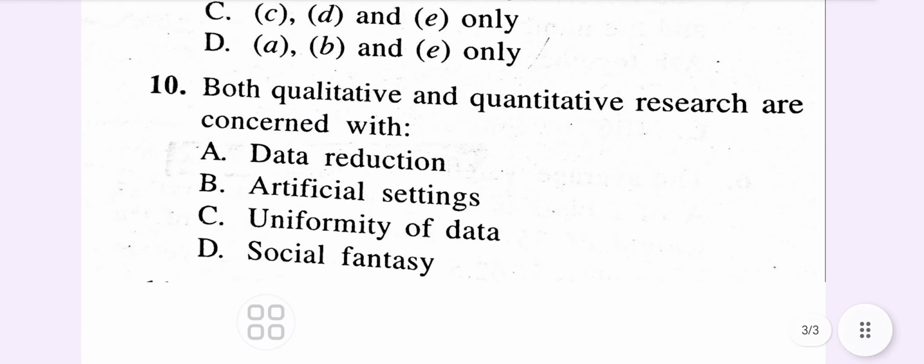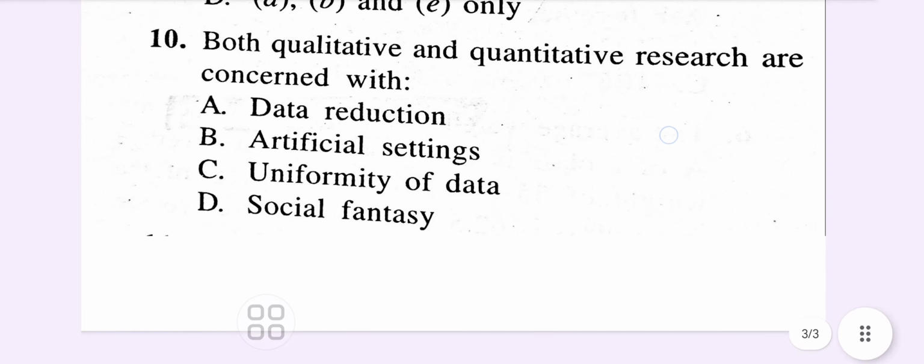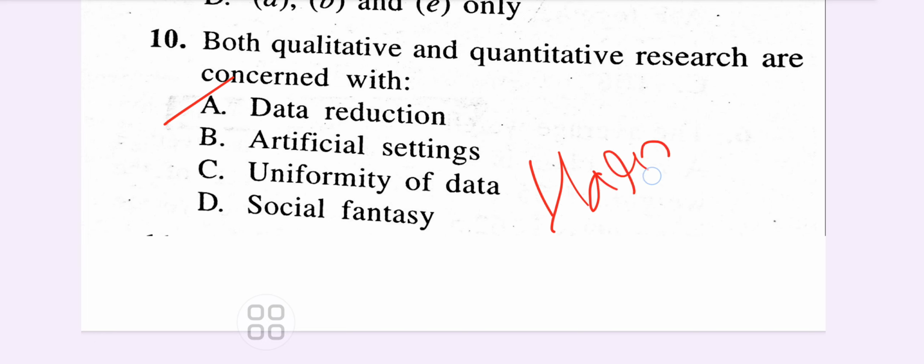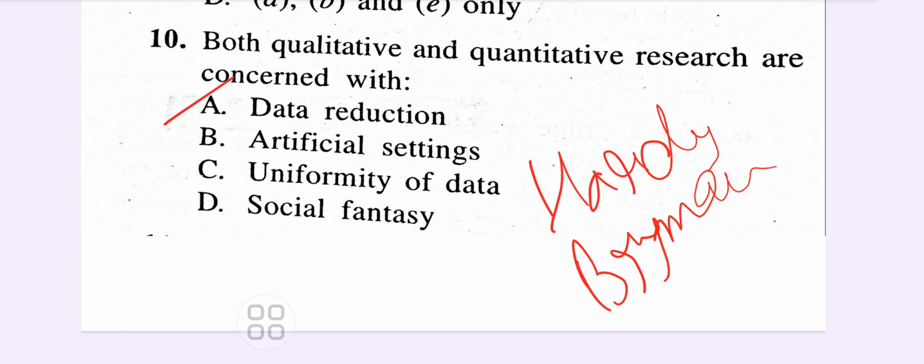Both qualitative and quantitative research are concerned with what? Data reduction, artificial settings, uniformity of data, or social fantasy. Okay, and it's A. Similarity between quantitative and qualitative research: it is also worth bearing in mind the ways in which quantitative and qualitative research are similar. Hardy and Bryman, remember the name, Hardy and Bryman have pointed out that although there are clearly differences between quantitative and qualitative research, it should also be recognized that there are similarities too.